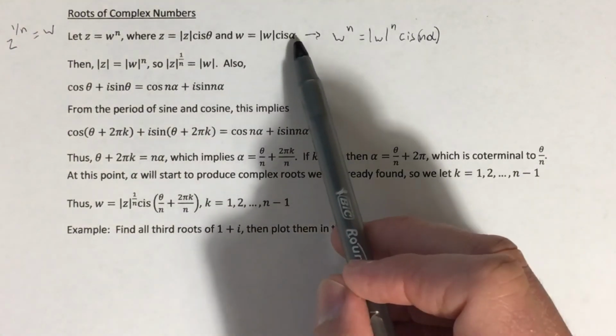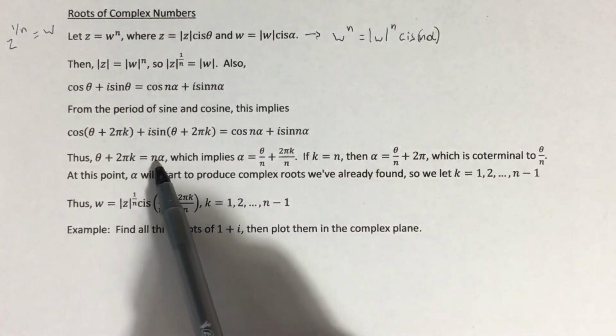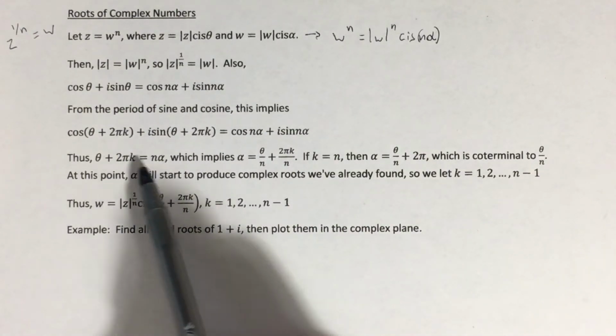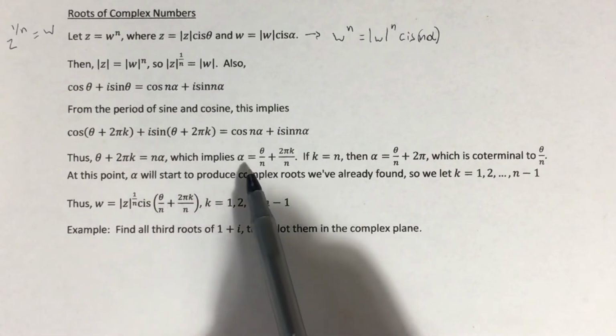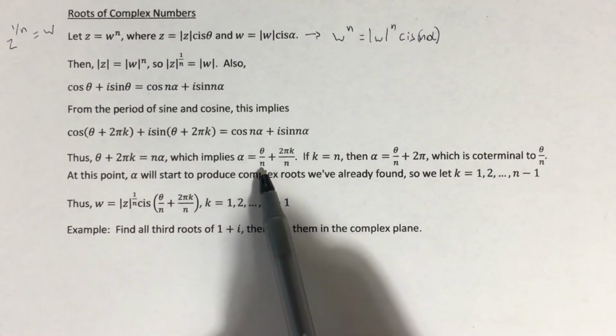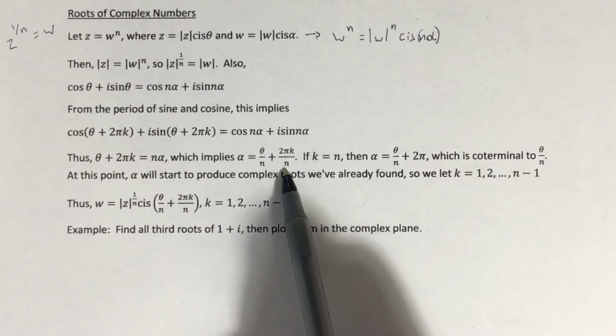And alpha was the argument of w. So I would divide both sides of this equation by n in order to do that, giving me this. Alpha equals theta over n plus 2 pi k over n.